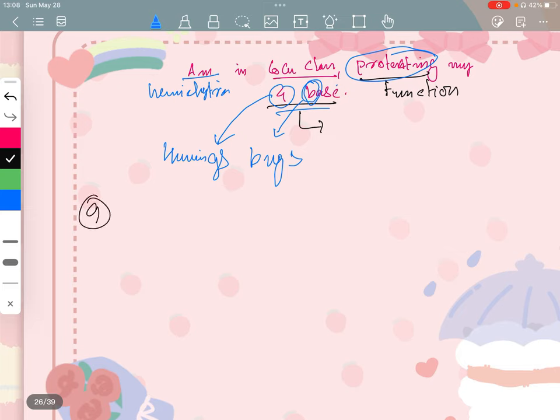Here we reach the ninth and last type of wings, that's membranous. Membranous, this you can have, for example, wasp, bees, dragonfly.